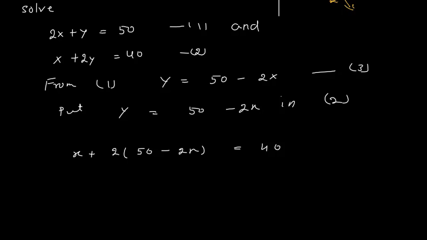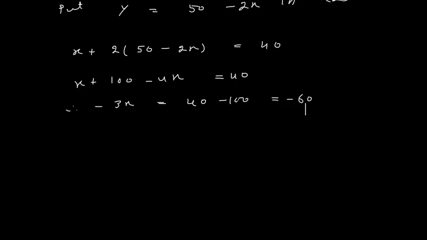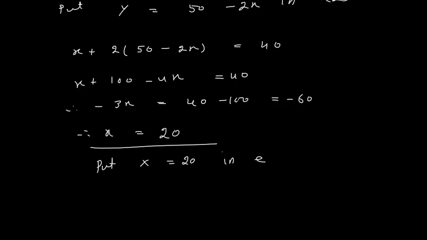So x plus 100 minus 4x equals 40. Therefore x minus 4x is minus 3x equals 40 minus 100, which is minus 60. So this gives me the value of x as 20. Put x equals 20 in equation 3.